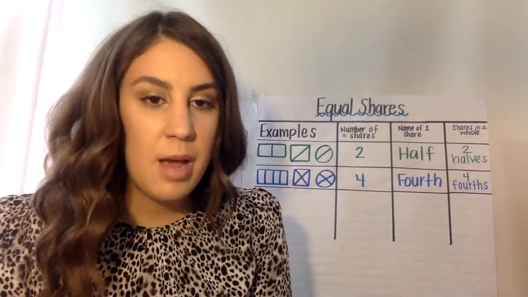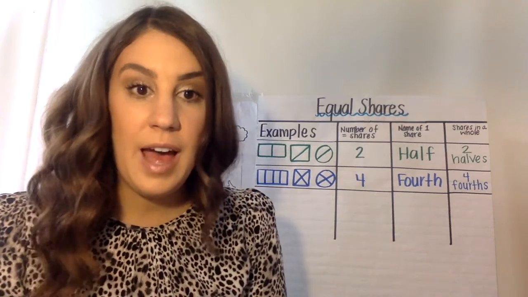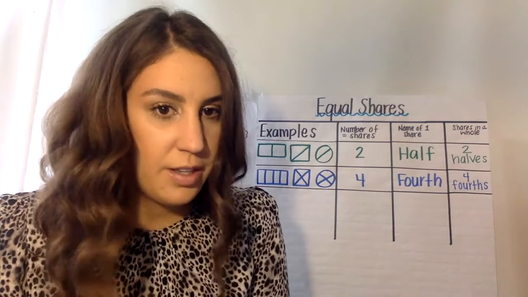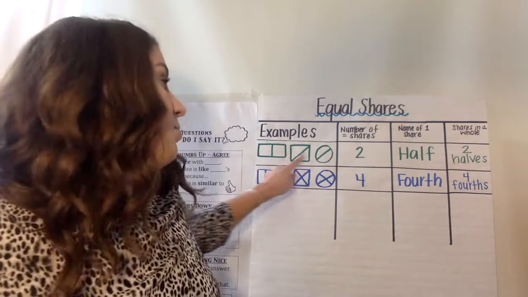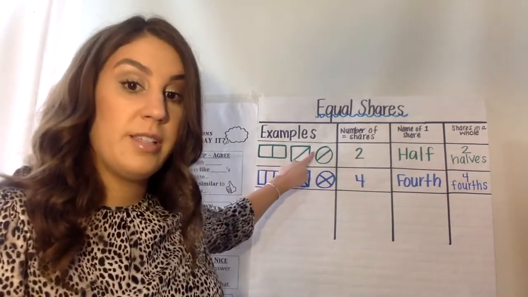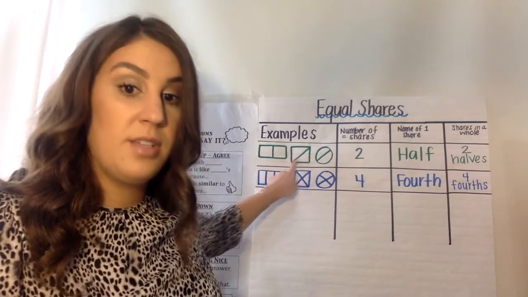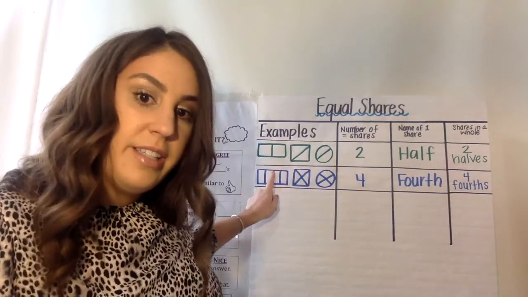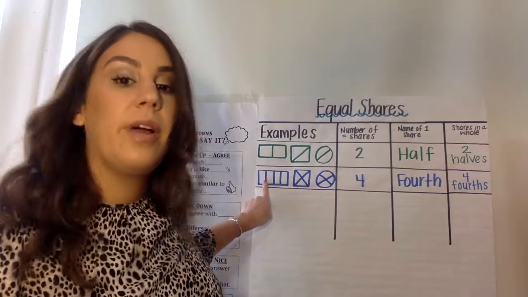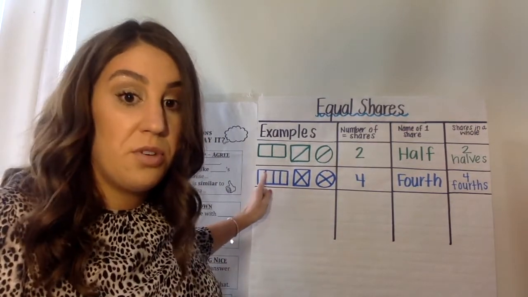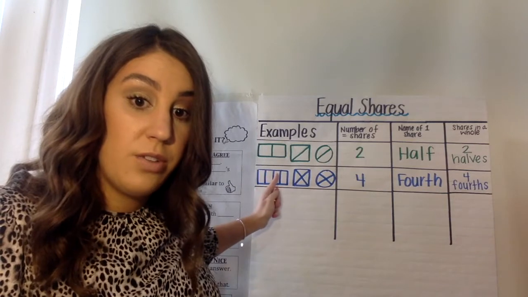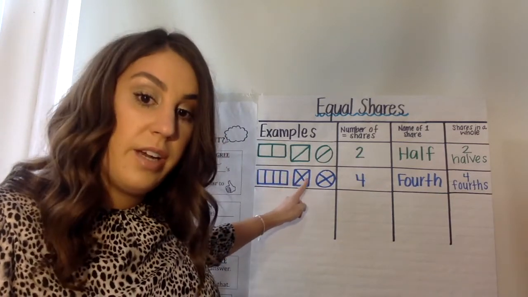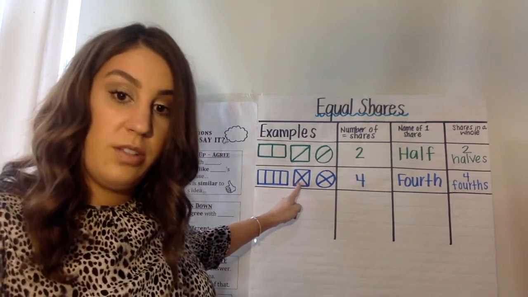Remember that sometimes when we split something up into both halves or fourths, it might be split into shapes that are different than what the whole is. For example, this square is split into 2 halves, and these halves are not squares, right? They're triangles. Down here we have this example where this rectangle is split into fourths, and it's split into 4 rectangles. So it can happen that way, but it doesn't have to. This square here is also split into triangles.